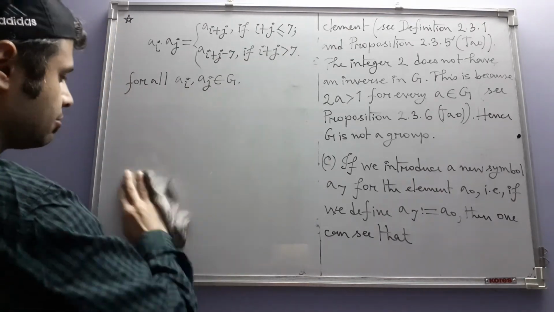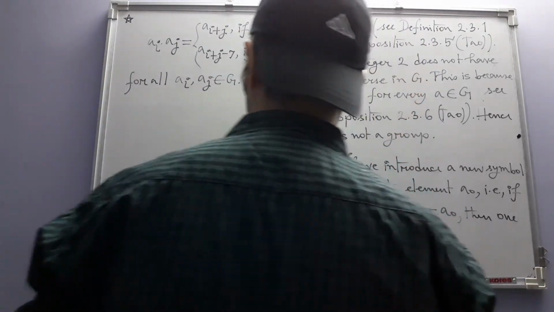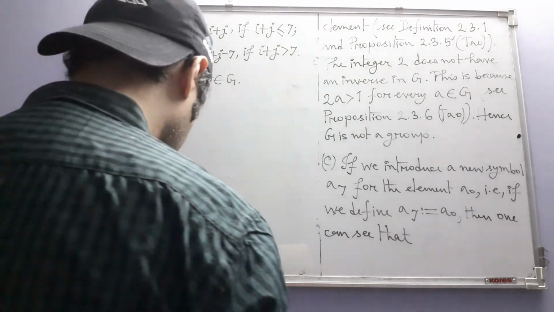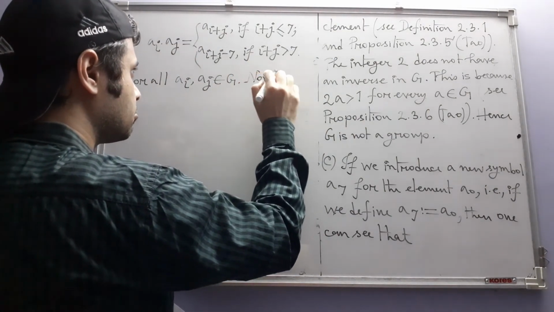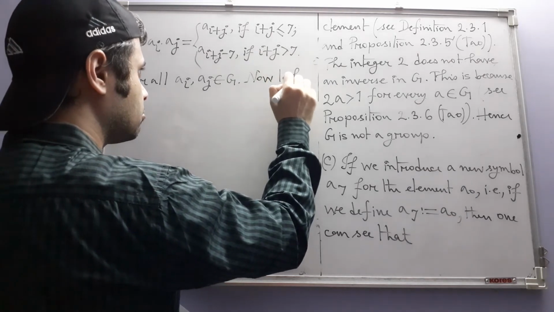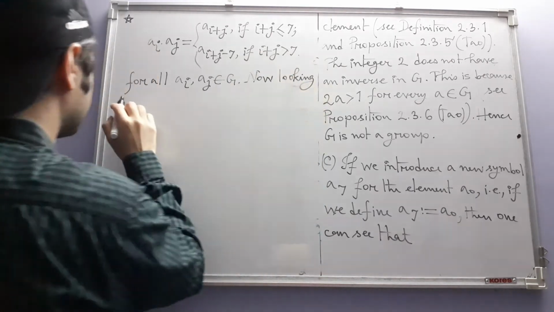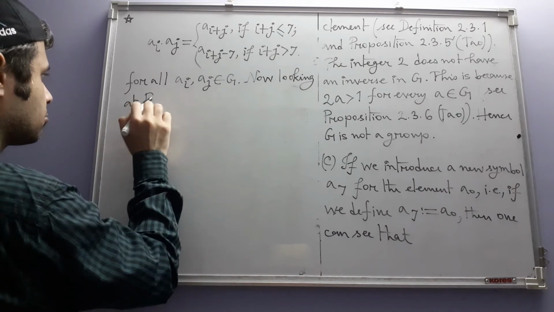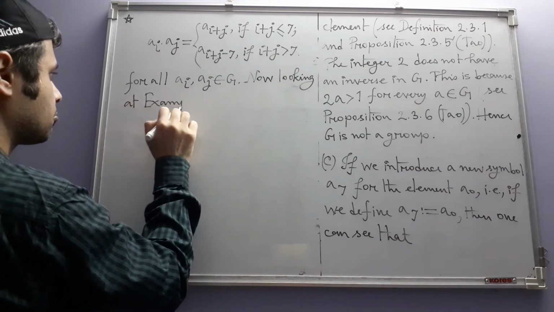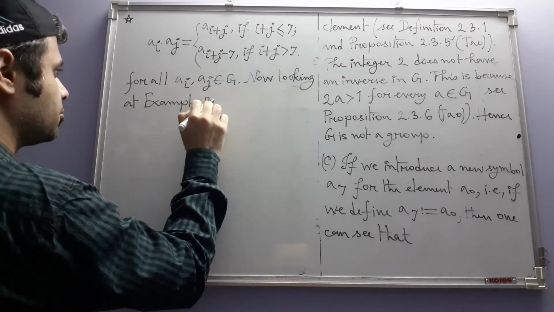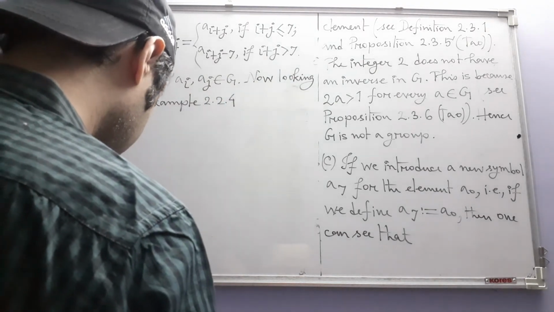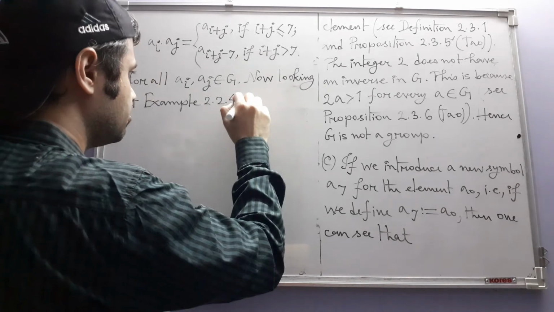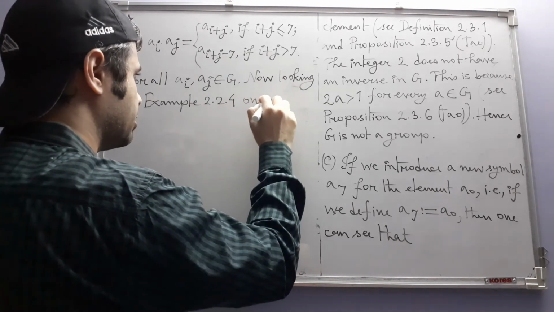So let us see how we can write the language. Okay, now looking at example 2.4, one can see that G is a group, just like that.